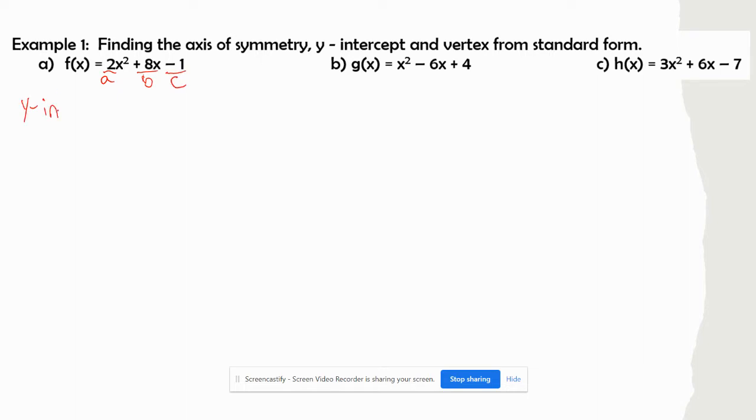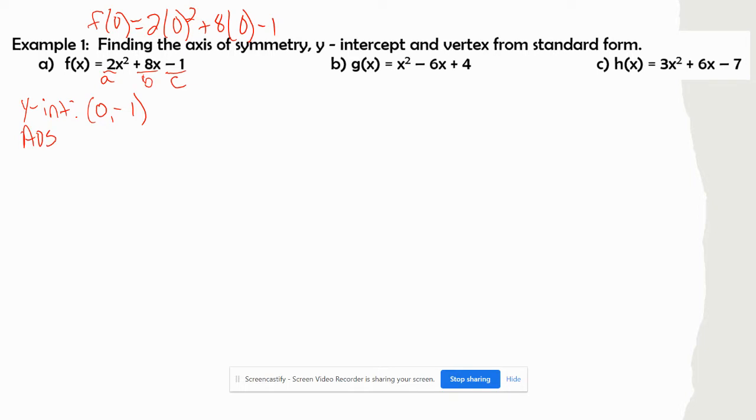Remember, your y-intercept is your C value, which if we plugged in 0, because remember, on a y-intercept, your x value is 0. So if we plugged in f of 0, 2 times 0 squared plus 8 times 0 minus 1 would still give us that negative 1. So that's why we're able to say whatever the C value is, that's your y-intercept. We have 0, negative 1.